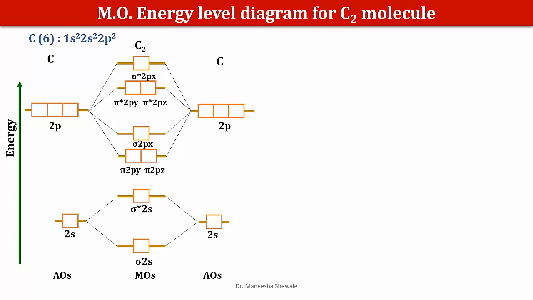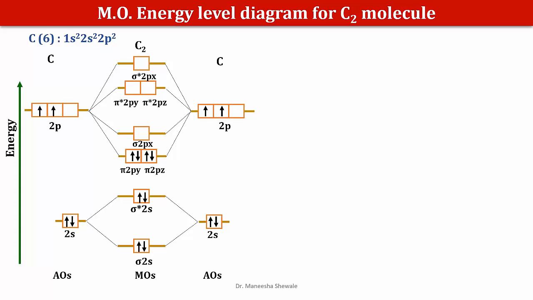Carbon with atomic number 6 has the electronic configuration 1s2, 2s2, 2p2. So the electrons will be first filled in the atomic orbitals. Similarly for the other carbon. Now the electrons will be filled in the molecular orbitals. So 2 in the sigma 2s, 2 in the sigma star 2s.